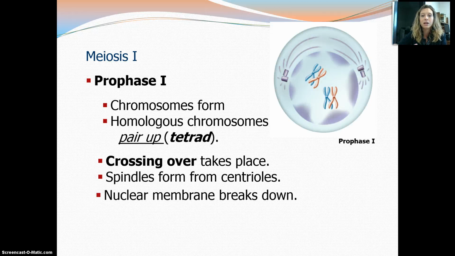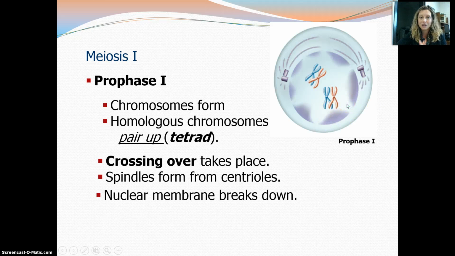Okay, so in prophase 1, just like in mitosis, the chromatin condenses into chromosomes, so our chromosomes form. But here's something that they do that is super different. They pair up together and they sort of hold hands. Okay, so that forms what's called a tetrad. Tetra, that word part, means 4. So we're actually talking about 4 chromatids, or 2 chromosomes. So the 2 chromosomes that have been duplicated, the homologous chromosomes, pair up and sort of hold hands with each other. Okay, so you can see that happening here.